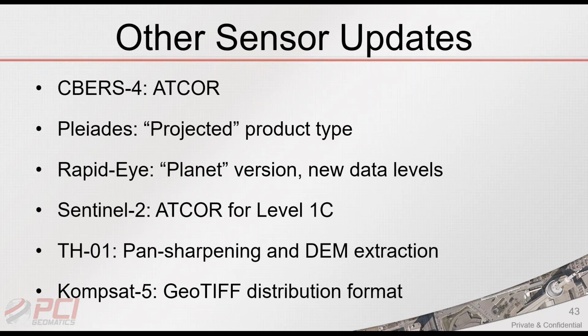And for some sensors, we've improved the processing capabilities. For instance, for CBERS 4, we've added atmospheric correction to this satellite processing. Likewise for Sentinel-2 with the level 1C product, we can now do atmospheric correction. And for TH1, we now fully support pan sharpening and DEM extraction as well. So in addition to the new packages and the improvements to OrthoEngine, we have these new sensors and many updates as well.